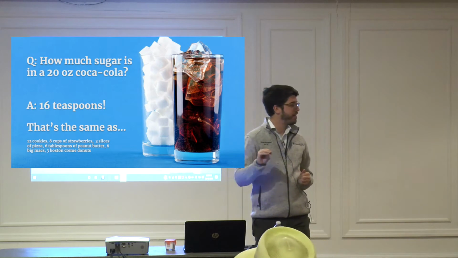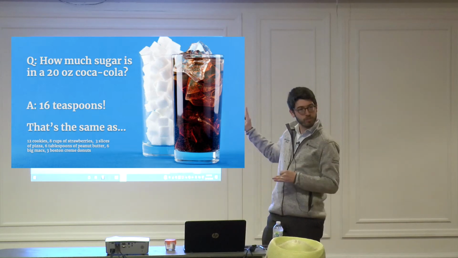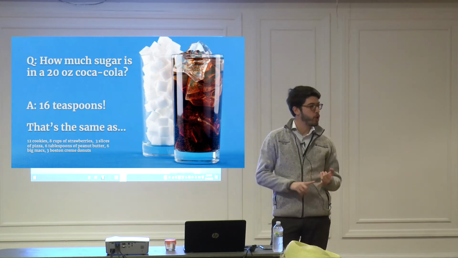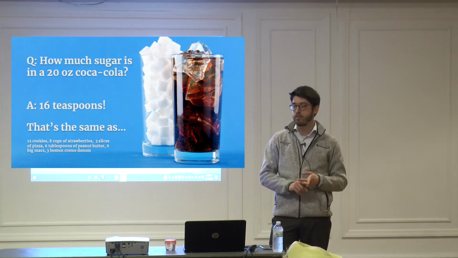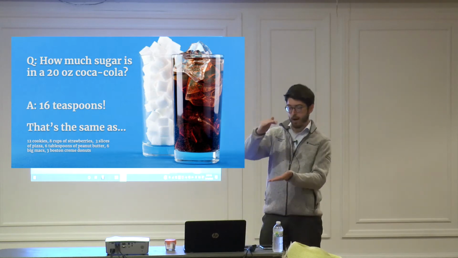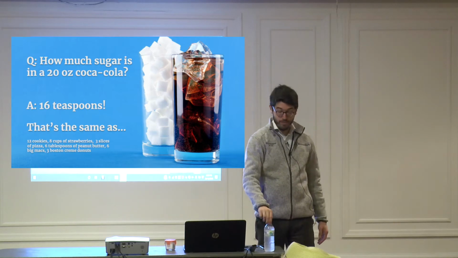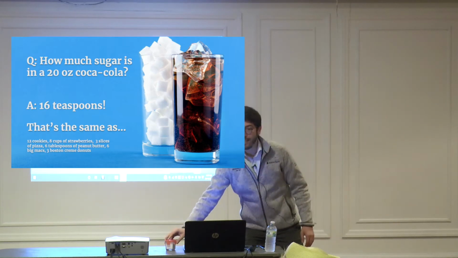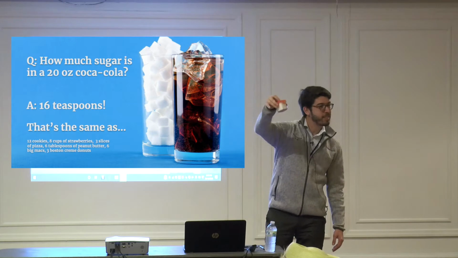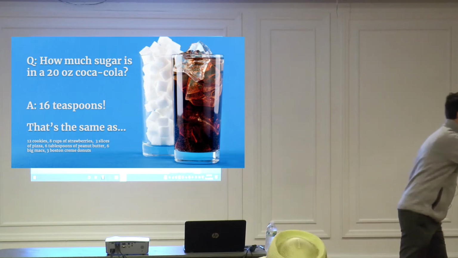A big culprit in rising sugar and causing diabetes is sweetened sugary beverages, we call them. Coke, Pepsi, Mountain Dew, all these things. How much sugar do you think is in a 20 ounce Coca-Cola? There's a lot. I brought a visual aid. There's this much sugar in a 20 ounce Coca-Cola, I'll pass this around.